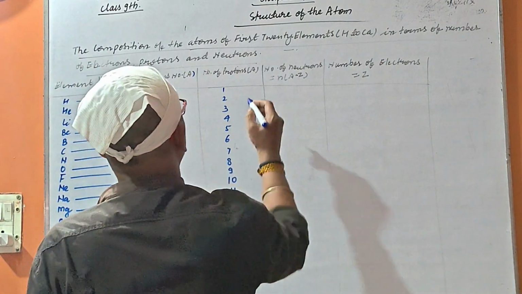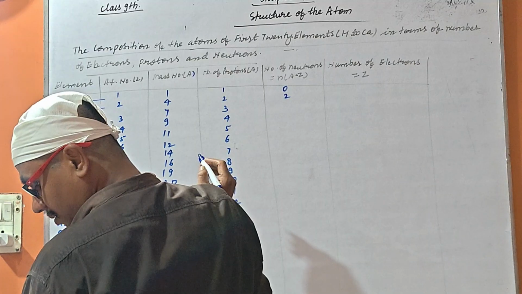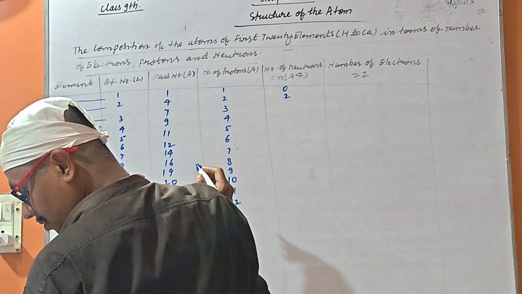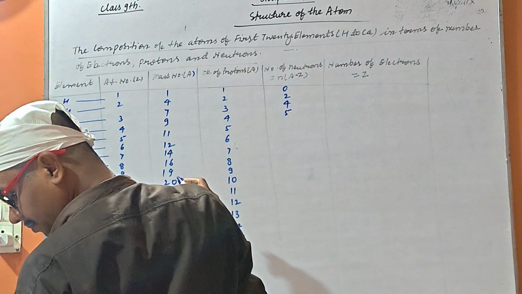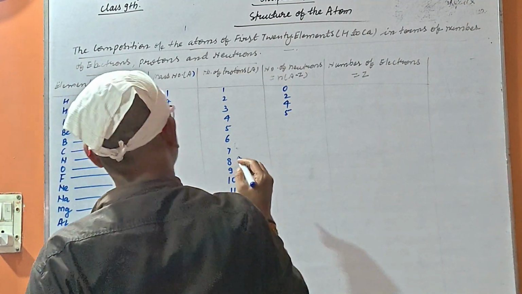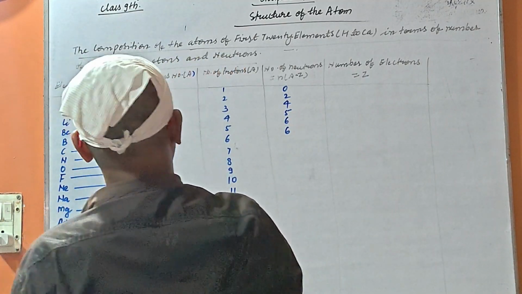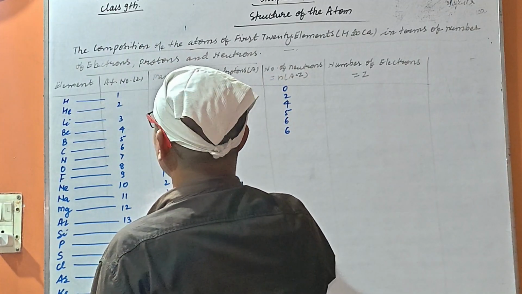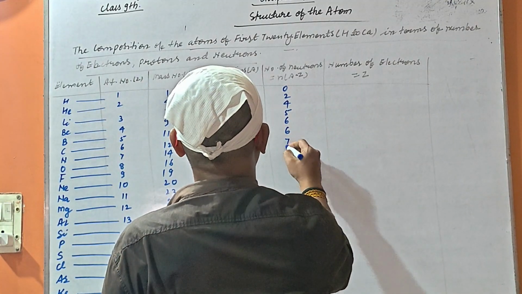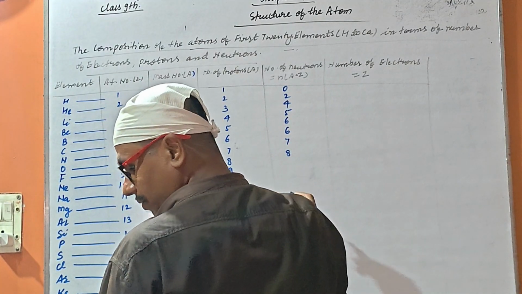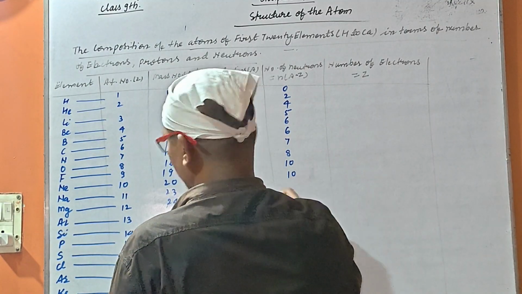Number of neutrons: 0, 2, 4, 5, 6 for boron, carbon 6. After that, nitrogen 7, oxygen 8, fluorine 10, neon 10.